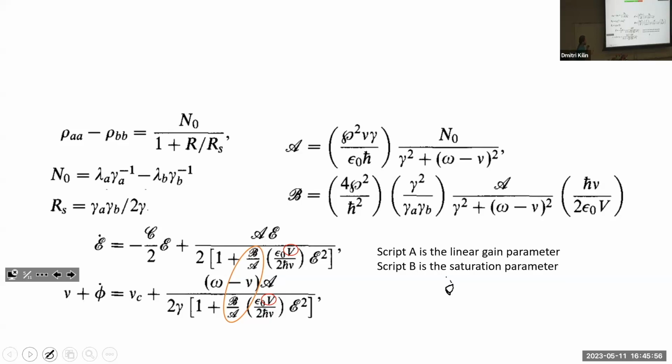What is N naught in the calligraphic A equation? N naught is the same one as our population. It's N naught over initial population. And now there is a question: what are lambda A and lambda B?